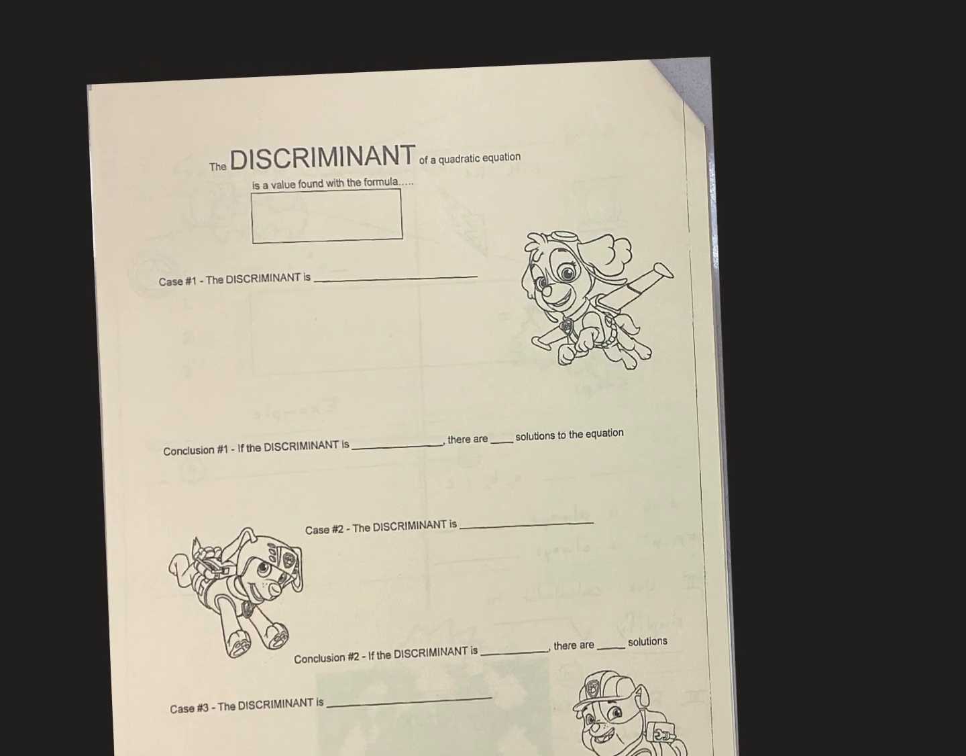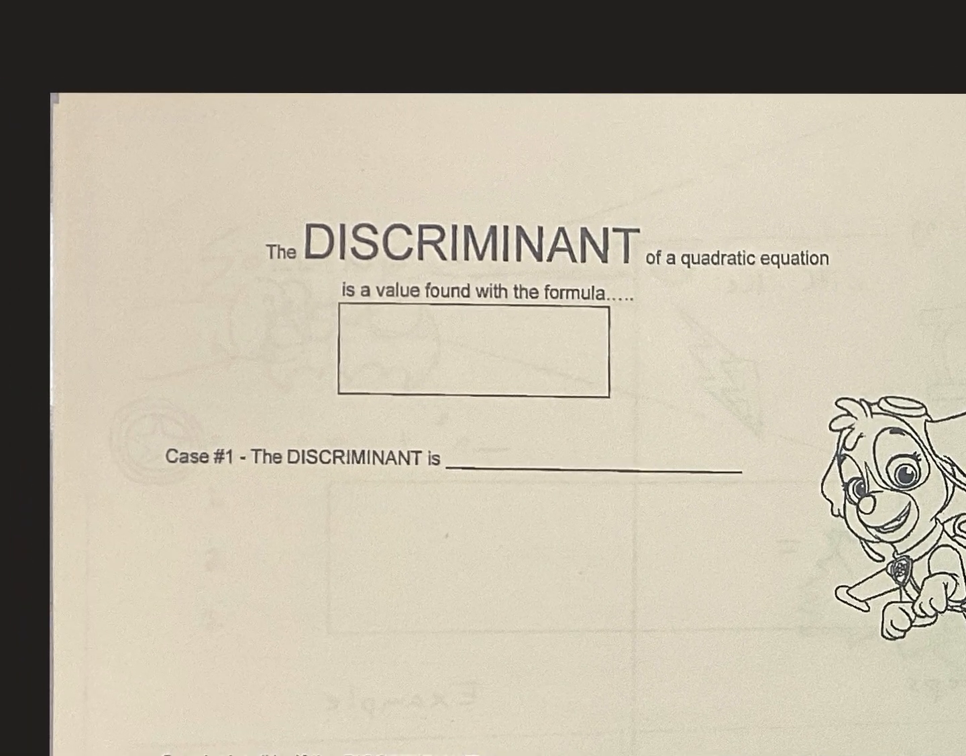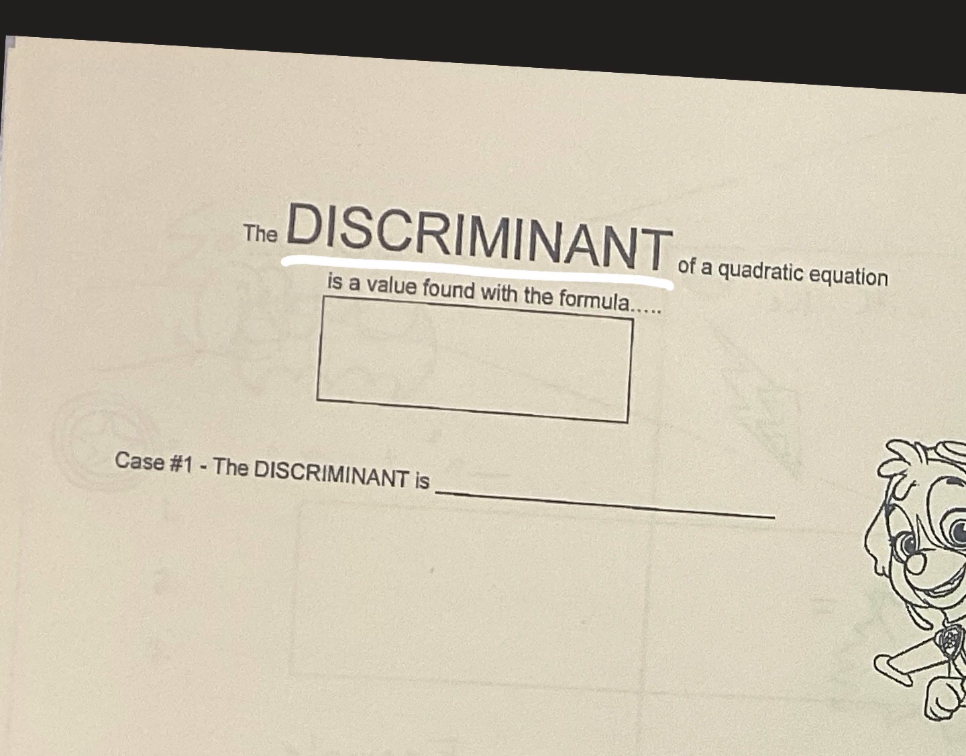All right, everybody, we're going to talk about the discriminant of a quadratic equation today. Discriminant is the key word for today. And we find it with a formula. And before I start, this is not us solving the equation. This is us just finding a component of it.